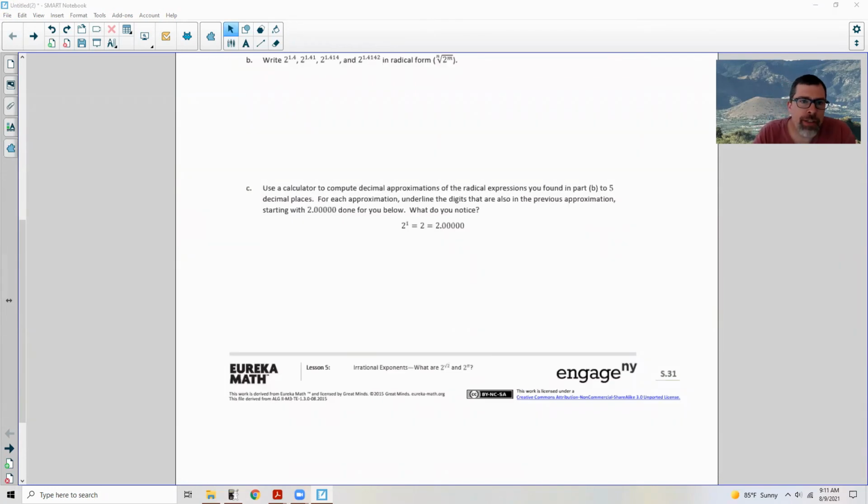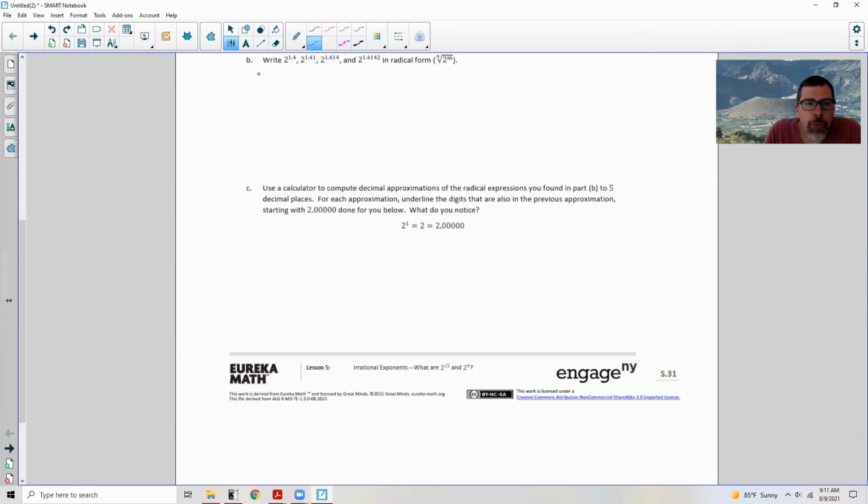Okay, so now part B says to write 2 to the 1.4, 2 to the 1.41, 2 to the 1.414, and 2 to the 1.4142 in radical form, of the form the nth root of 2 to the m. Last lesson at the end, I should have probably done this, but I cheated and used my calculator just to save time in the lesson. Now I'm addressing it. So here we go. If you watched lesson 4, you know what I mean.